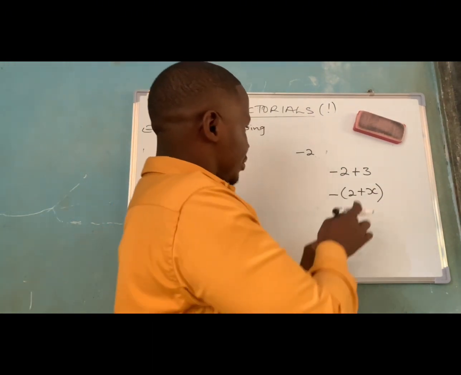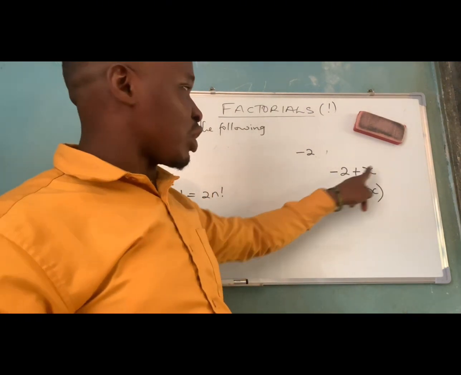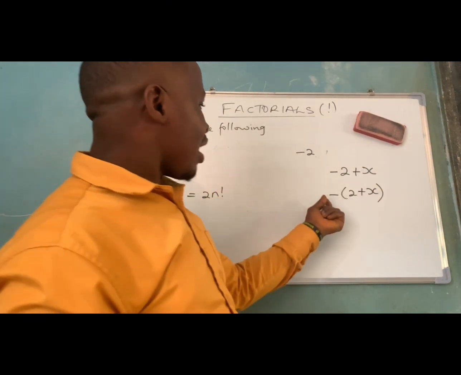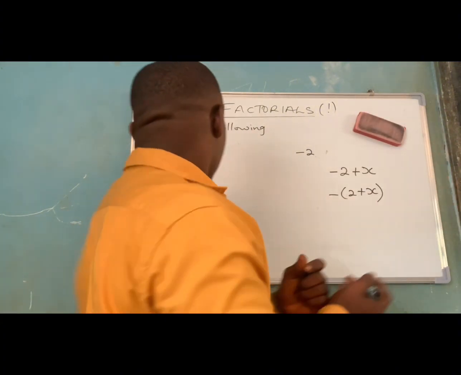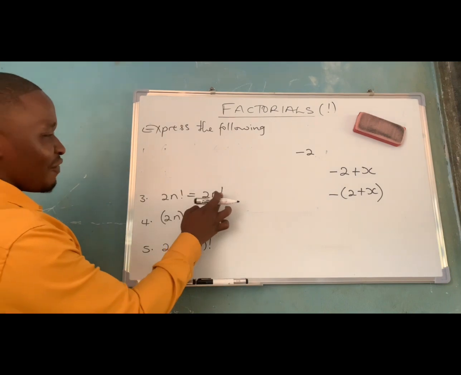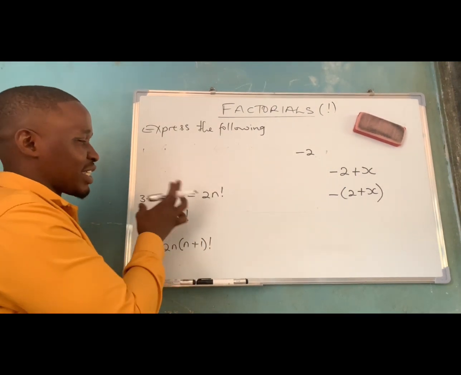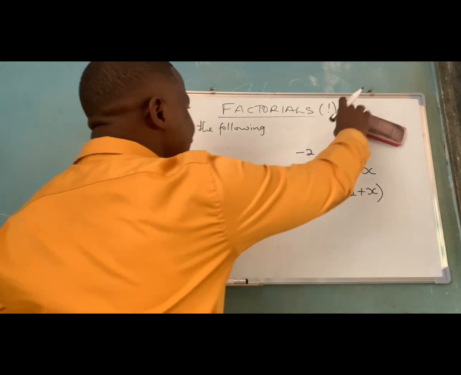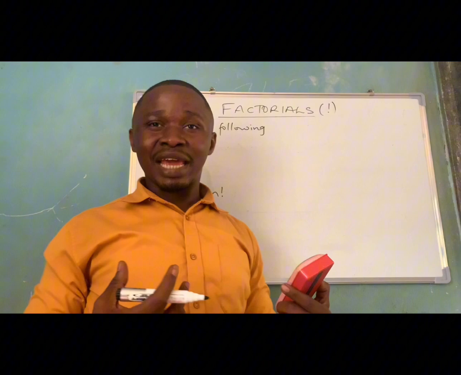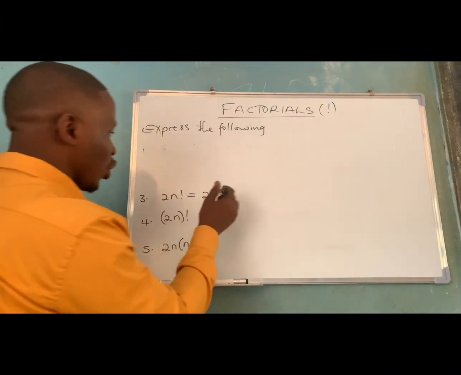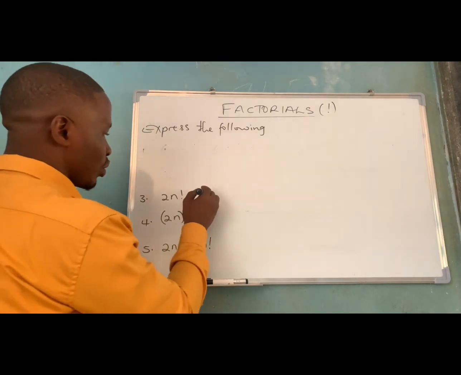But here now, this minus affects only 2. It does not affect x. But here, the minus affects both the 2 and x because of the bracket. So here again, the factorial only affects the n. The factorial does not affect the 2. So only the n has the right to repeat. Only what? The n has the right to repeat. So we can keep our 2.